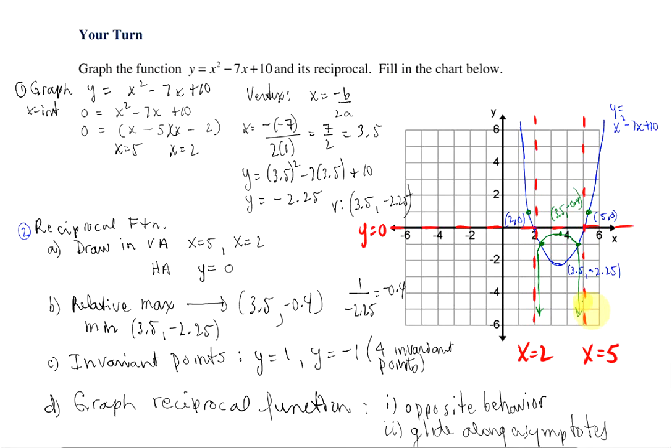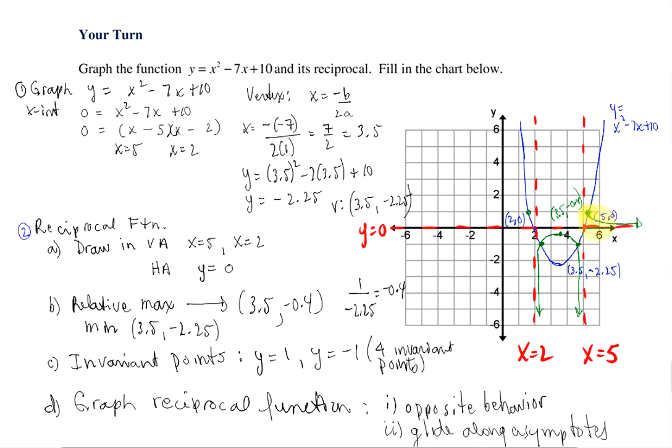Okay, above the x-axis, remember opposite behavior. So if we have y values here that are getting larger and larger and larger, then on this side of the invariant point, we're going to have y values that will get progressively smaller and smaller and smaller, and they will glide along the horizontal asymptote.